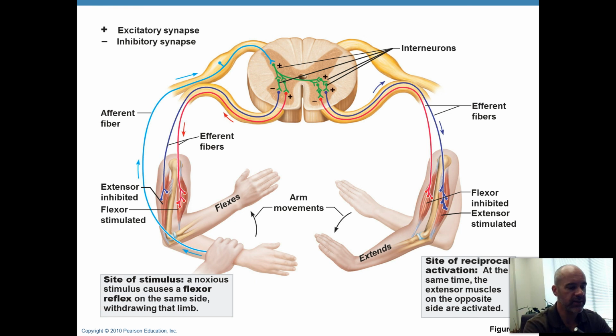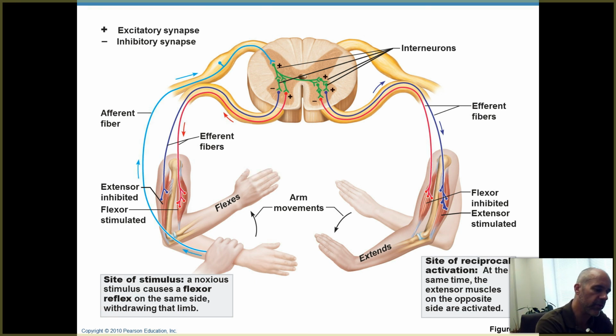All right, now a crossed extensor reflex, what is that? Let's see one of those in action here.